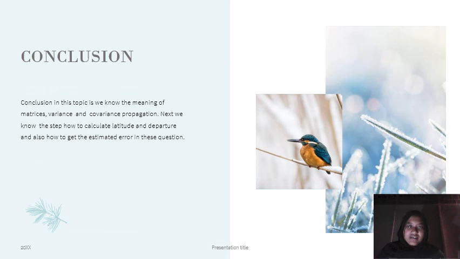Okay, the conclusion in this topic is that we know the meaning of matrix, variance, and covariance propagation. Okay, next we know the steps on how to calculate latitude and departure, and also how to get the estimated error in this question. Okay, that's all from me.